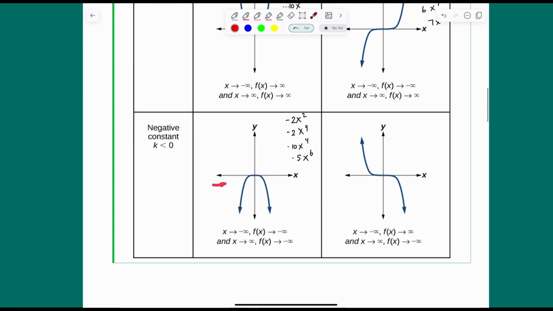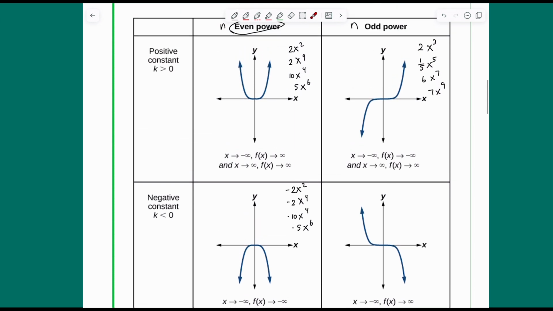And well, if x is going to negative infinity, what are the y values doing? It shoots down, right? The graph is shooting down, which means the y values are going to negative infinity. So we could say as x goes to negative infinity, f of x goes to negative infinity. And as x goes to positive infinity, what are the y values doing? Well, they're shooting down to negative infinity. So as x approaches positive infinity, the outputs, or f of x, approach negative infinity.